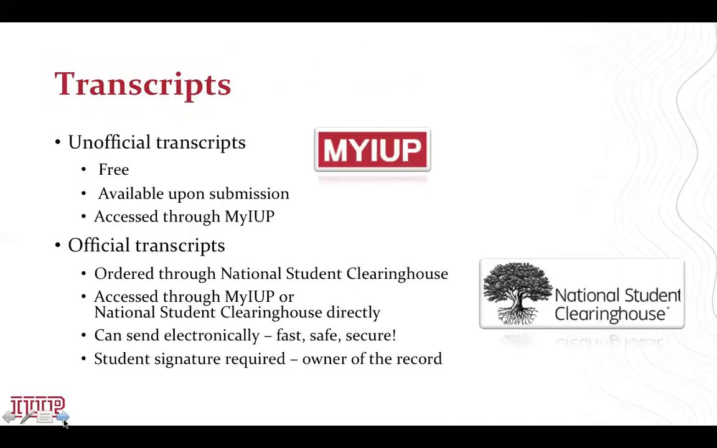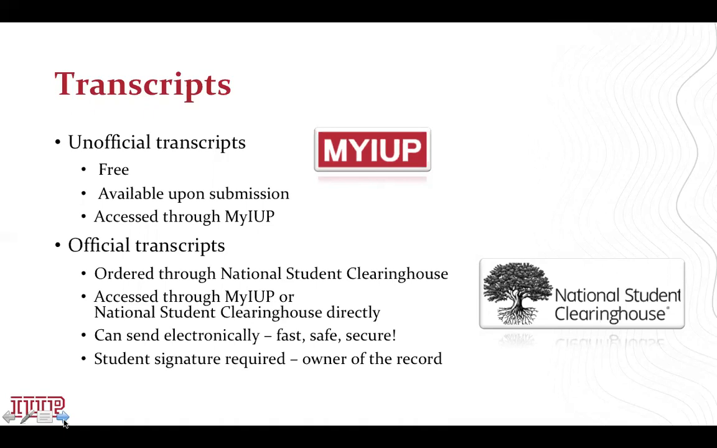Transcripts are also offered through our office and are a complete listing of courses and grades that a student takes at IUP. A transcript also contains transfer credits. Transcripts are often requested by employers, scholarship applications, and other universities when academic standing or grade point average is being requested. There are two types of transcript.